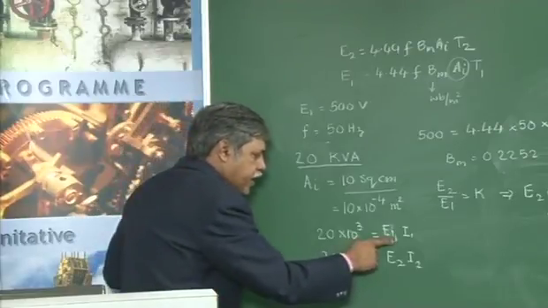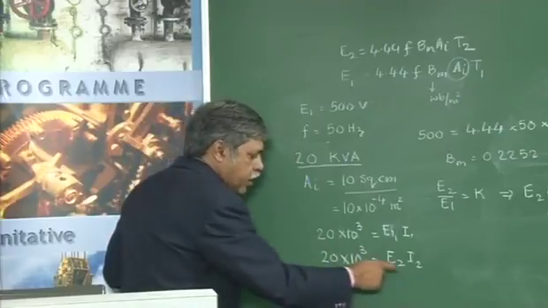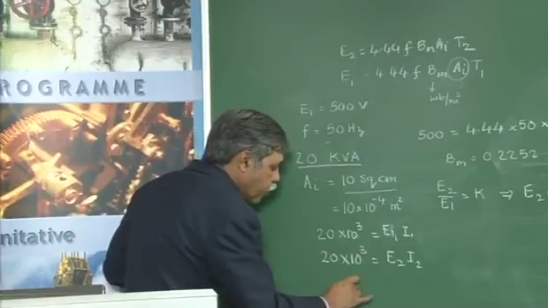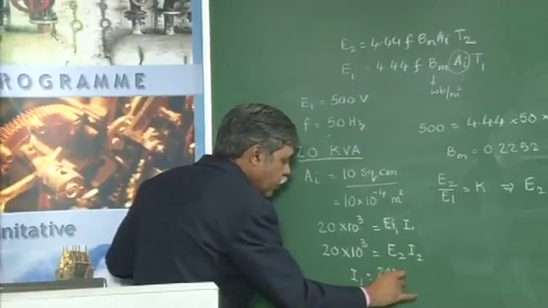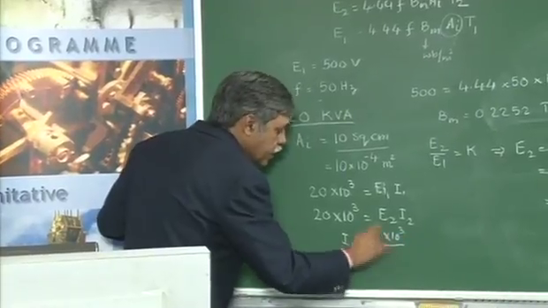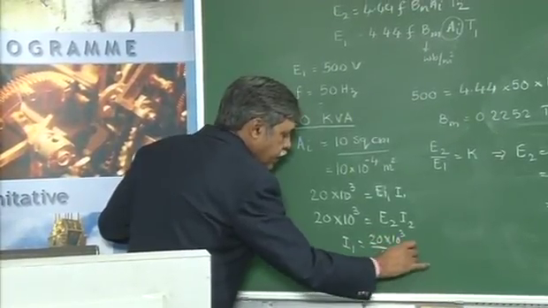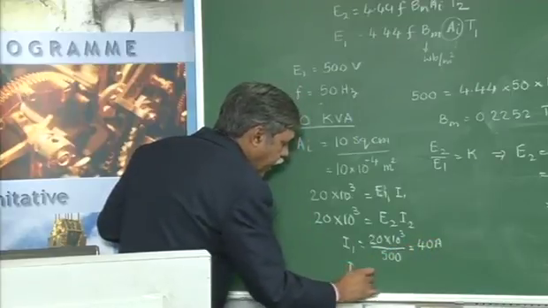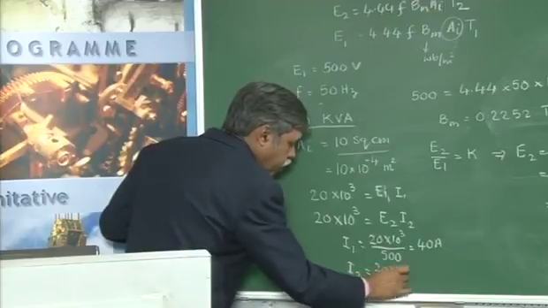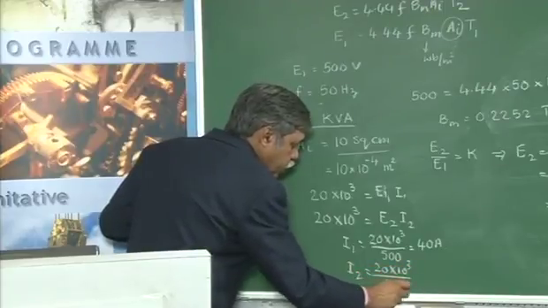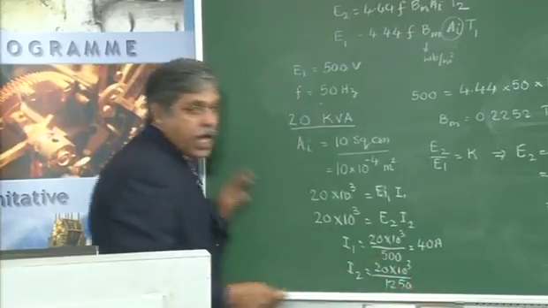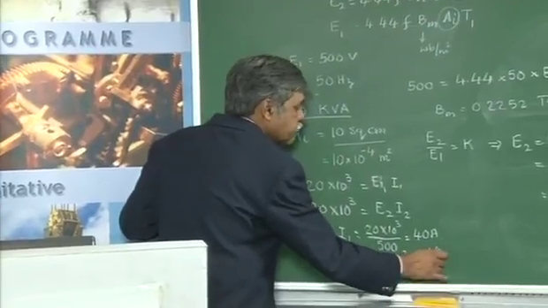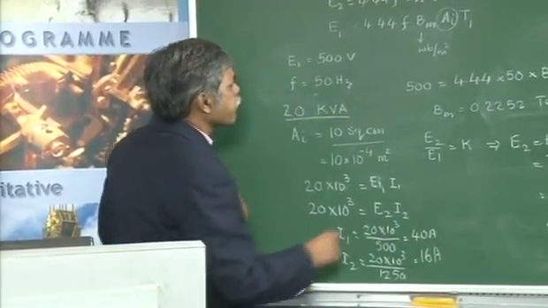So therefore I can write E1 I1 is equal to 20 kVA, E2 I2 is equal to 20 kVA. I know the values of E1 and E2, therefore I1 will be equal to 20 into 10 to the power of 3 divided by E1, which is 500. So I get around 40 amperes. And the secondary current rating I2 is equal to 20 into 10 to the power of 3 divided by 1250. Because the denominator is larger here, I will get a smaller value of current, which is 16 amperes.